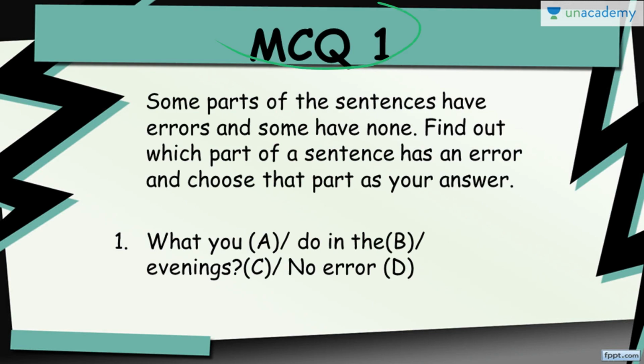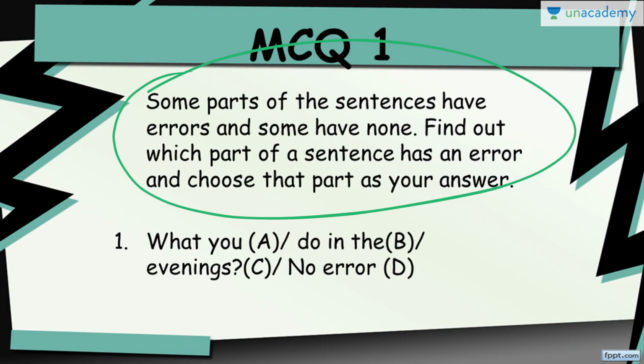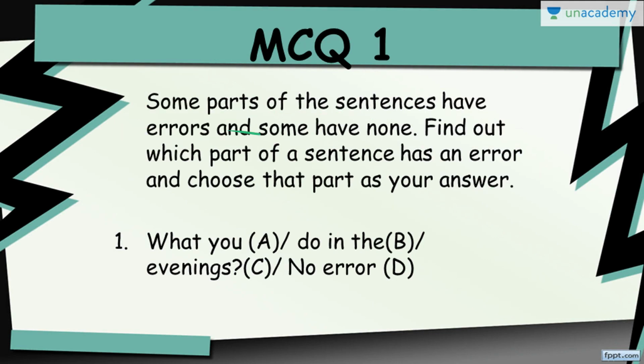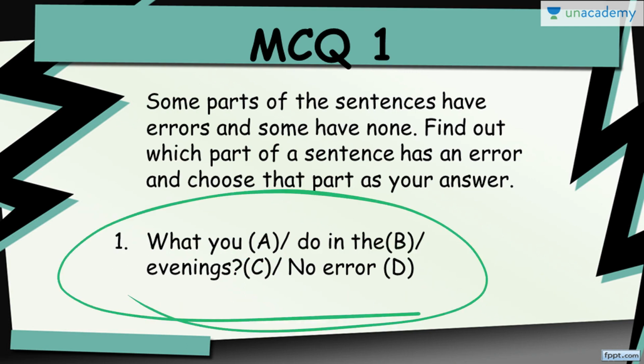As usual, the first MCQ will be: some parts of sentences have errors and some have none. Find out which part of a sentence has an error and choose that part as your answer. The question this time is: what you do in the evenings. The first option is what you, second is do in the, C is evenings, and D is no error.